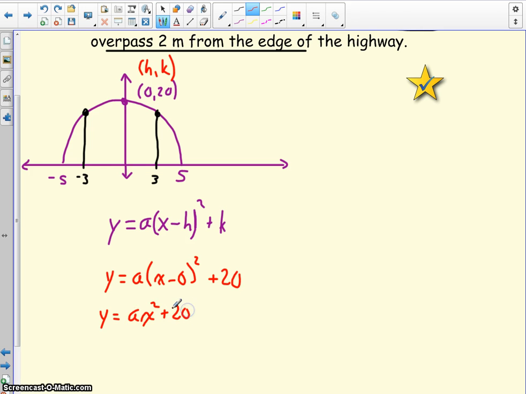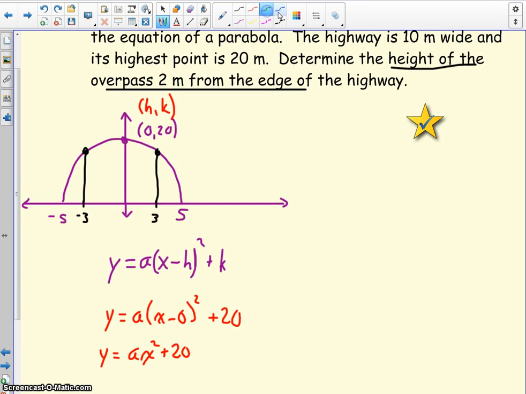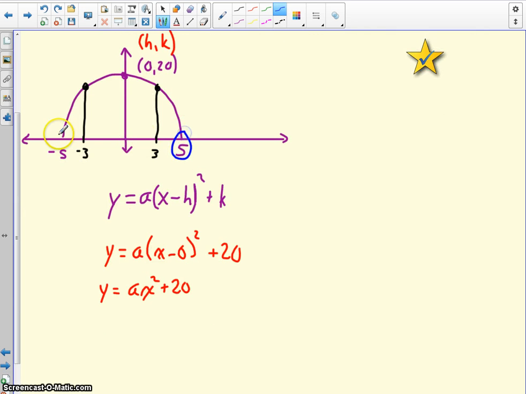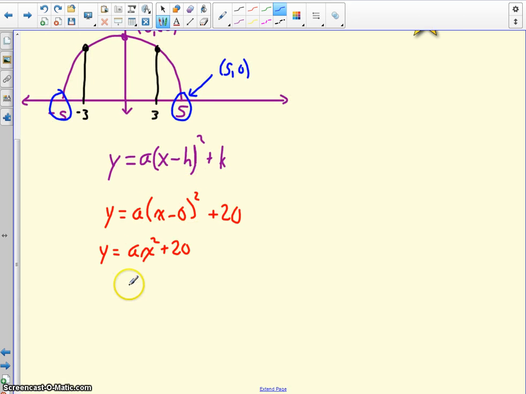Okay, and what's missing here is my a value. I don't have standard form here, so I can't just take my a value from there. I have to sub in a point to find a. I can use any point I haven't already used. So I've used the vertex already. I can use either of these other 2 points that I know. Probably easier to use the one that's positive. So this right here is the point 5, 0. So I'm going to sub this in for x and y. Okay, and then I should be able to solve for a.